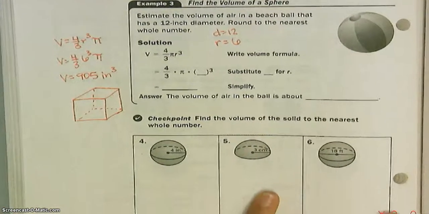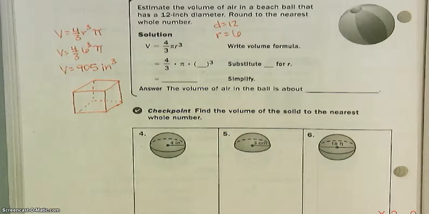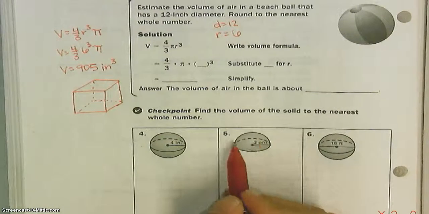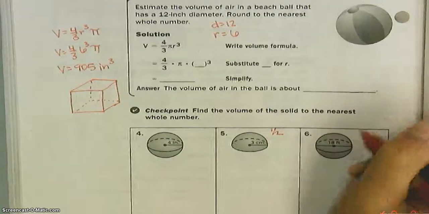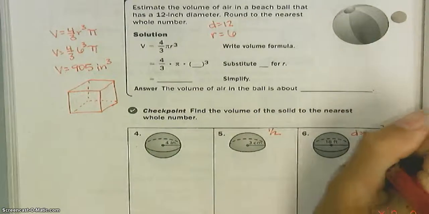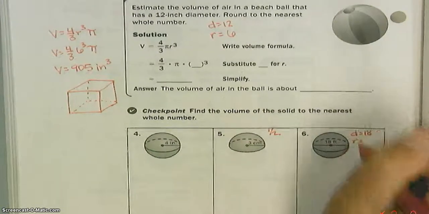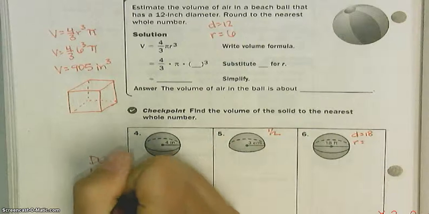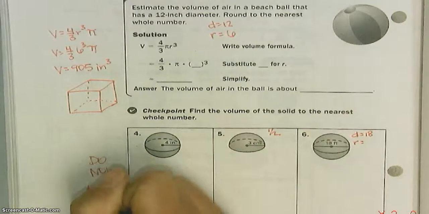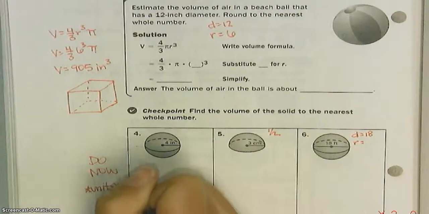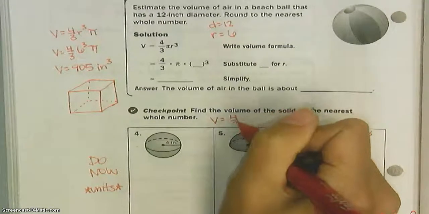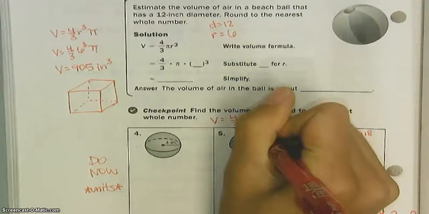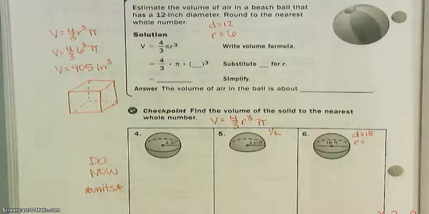All right, now it's your turn for the checkpoint. Find the volume of the solid. Notice this is a hemisphere, so you need to do half or divide by 2. Notice here they give you the diameter is 18, so make sure you find the radius first. Do this now. Watch your units. This is volume. So your units are going to be cubed. Volume equals 4/3 r cubed pi.